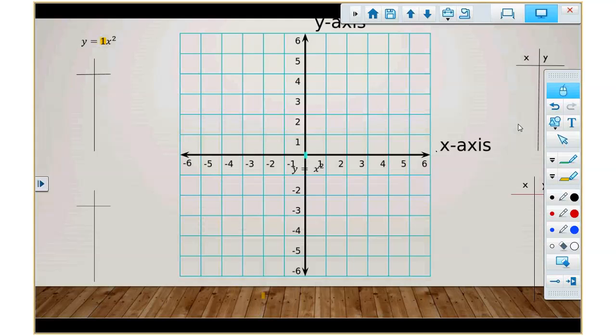Y is equal to x squared. And just pick -2, -1, 0, 1, and 2, and graph those points. Because the next one, we're going to do, well, I'll go ahead and draw this function for you. There we go. There's that function.